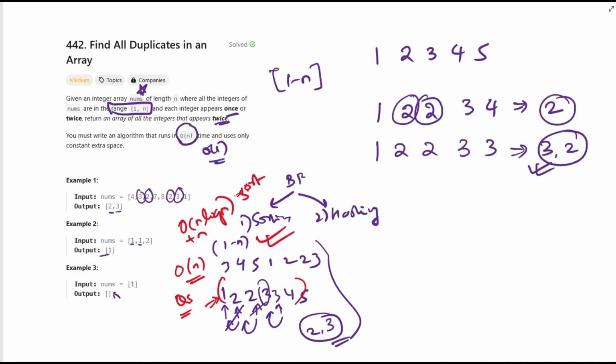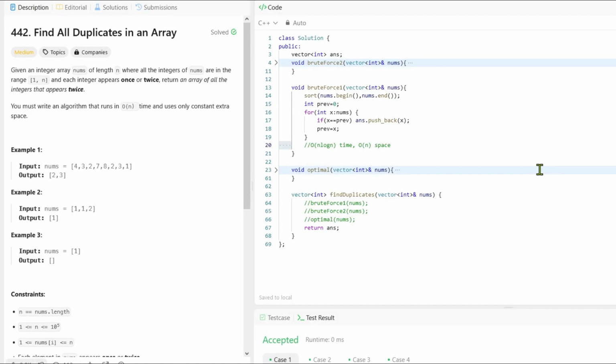That is sorting. Let me show you. This is the code. You can see we are sorting the nums array, then we are taking previous as 0, and if my x, that is an element of the nums, is matching the previous, I will be pushing it into the answer, and then my current element becomes my previous element. This will take order of n log n time and order of n space.